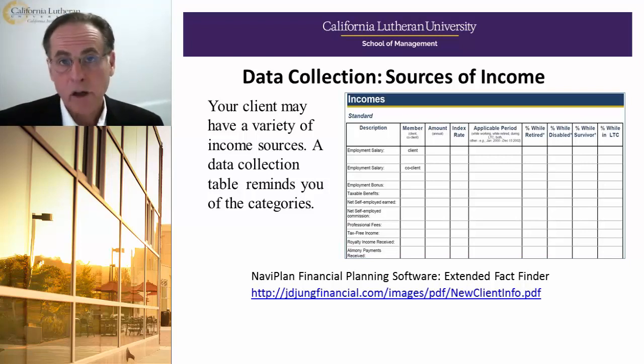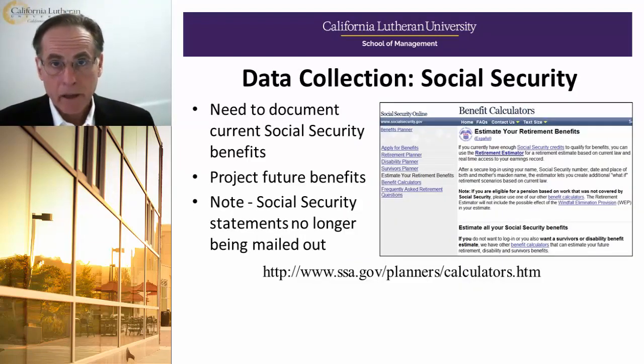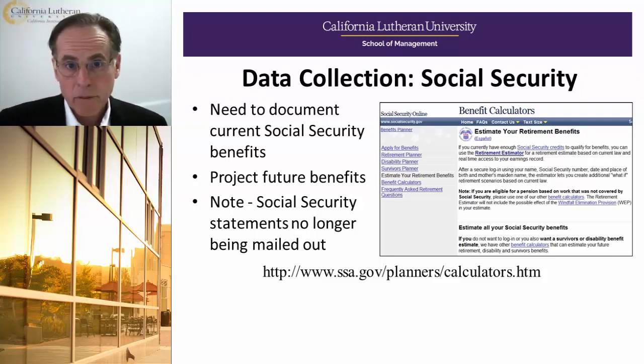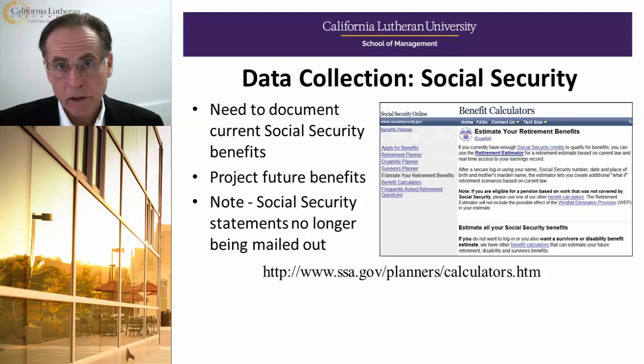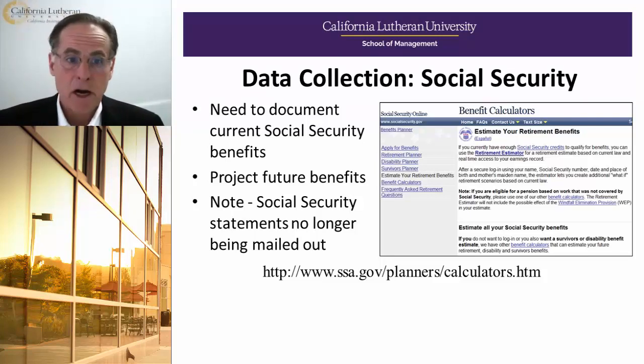And you're looking at the different amounts. Now, if your client is retired, then Social Security will also be in that list. You'll need to document the current Social Security benefits. You might be projecting in those annual cost of living increases. If your client is nearing retirement and you're starting to create some of your projections into your planning, you may have to project those future benefits.